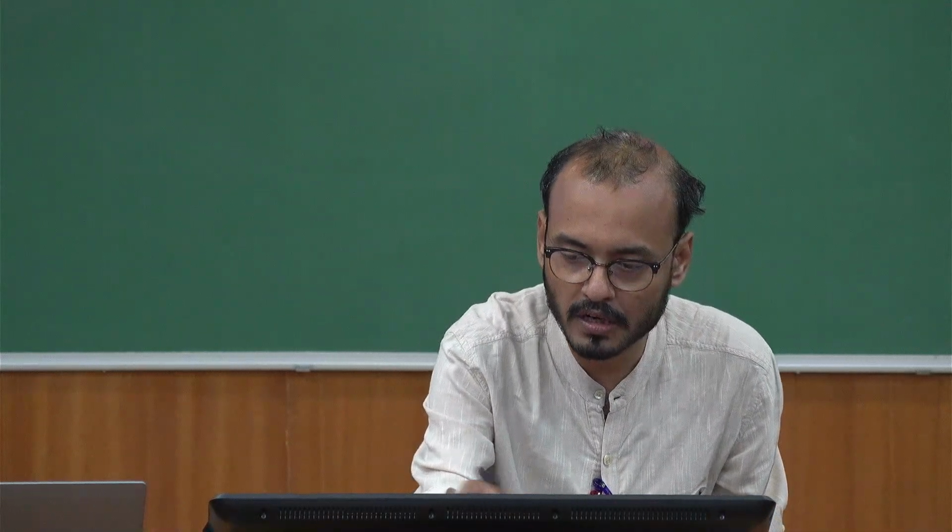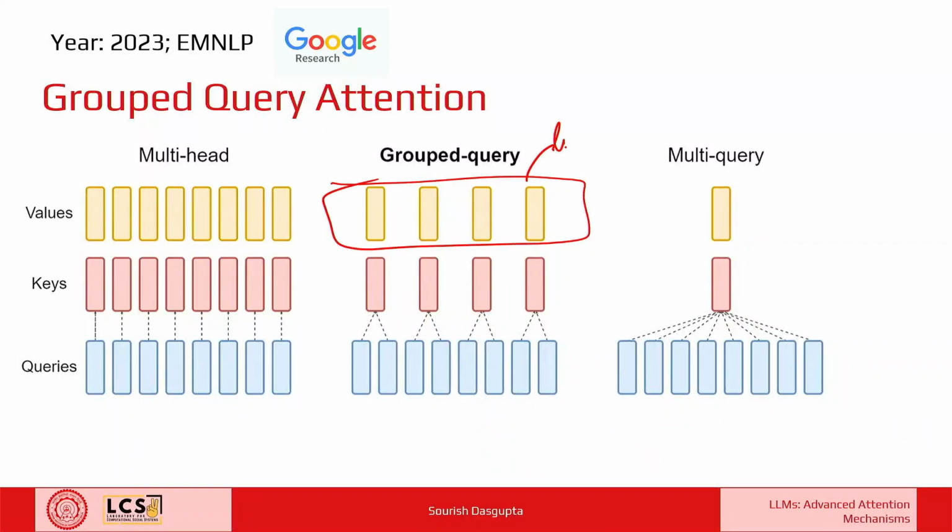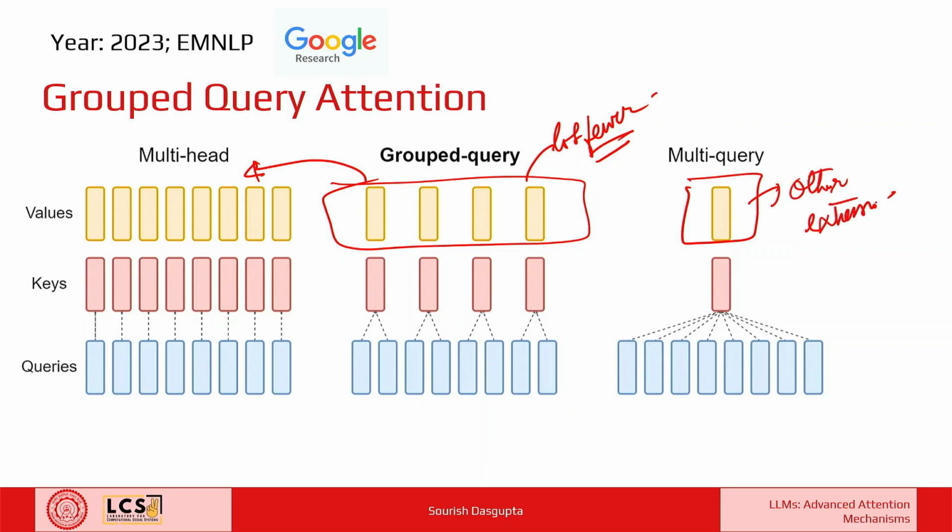So the query gets changed every time for every head, but the values do not get changed every time for every head, right? So there are a lot fewer number of values as compared to what was going on before. But it is also not taking the other extreme, that there should be only one. That's also not happening, right?